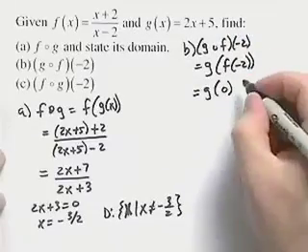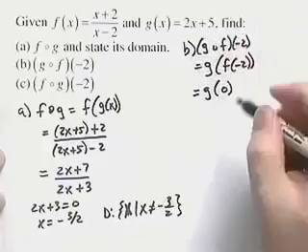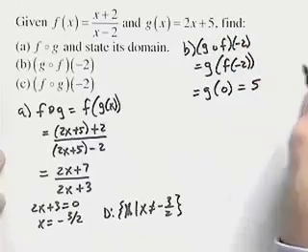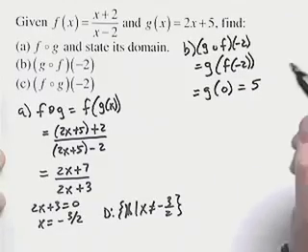So we need g of 0. So now we come to our function g, plug in the value 0. 2 times 0 plus 5 is equal to 5. So g of f of negative 2 is equal to 5.